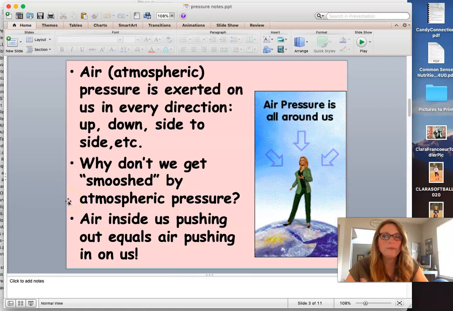Second part, atmospheric pressure is exerted on us all the time. Right now, wherever you're sitting and standing and whatever you're doing, there's atmospheric pressure on us. It's pushing you down, it's pushing towards you, it's pushing away from you. So why is it that we don't get smushed by atmospheric pressure? Because clearly the earth is bigger than us. There's a lot more air than there are us. And the reason for that is that air that is inside of us is pushing out. So they reach equilibrium. You've got to have the same amount of pressure coming from the outside as what you have coming from the inside. And once you have that, you're good to go.